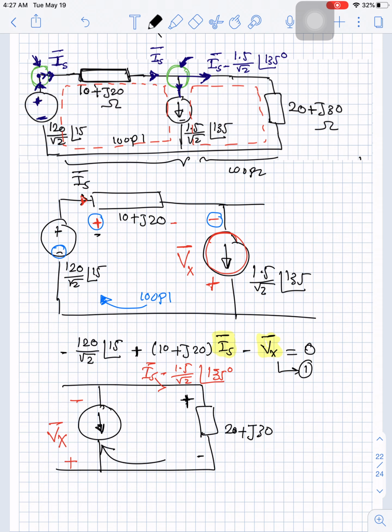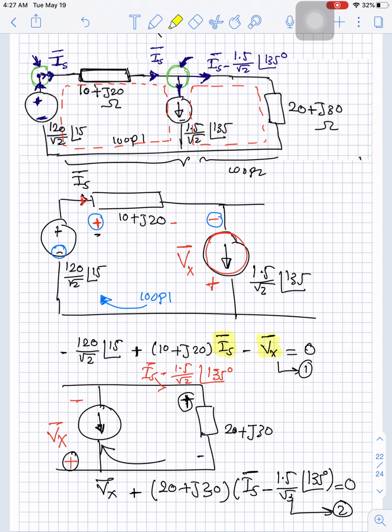So if we go in this direction, we will see positive, then positive. So we can write down positive Vx, positive (20 plus j30) multiplied by (I source minus 1.5 divided by root 2 angle 135) equals 0. And this is equation 2. Now we have 2 equations in 2 unknowns, and the unknowns are I source and Vx. Now what if we added the 2 equations? If we added the 2 equations, you can see that Vx will cancel.